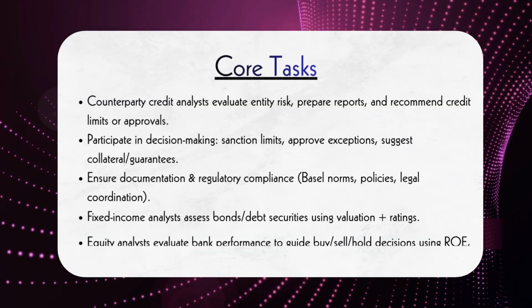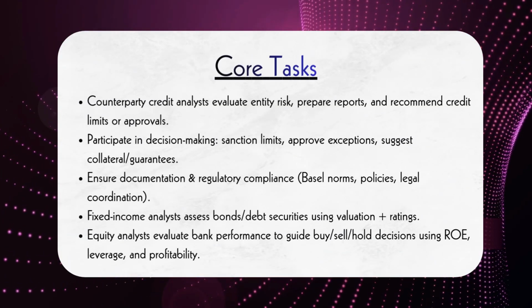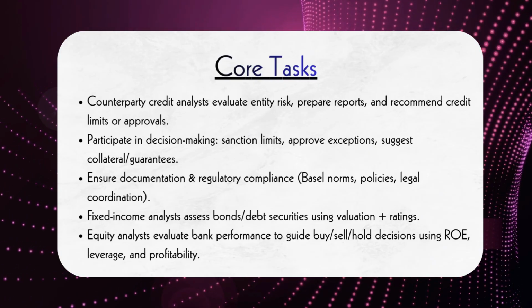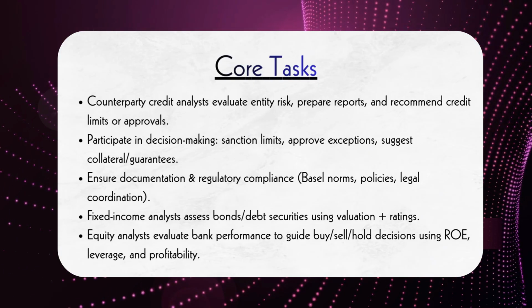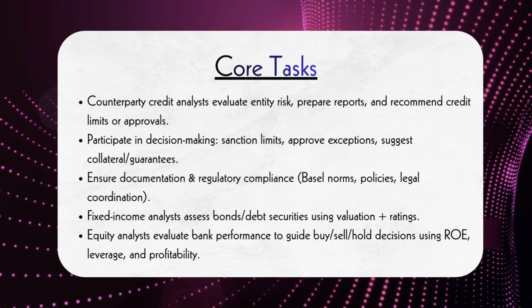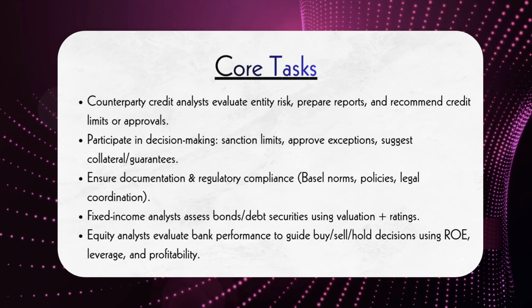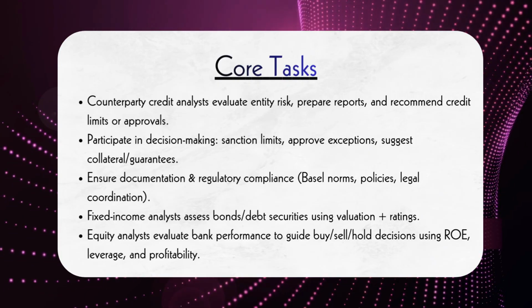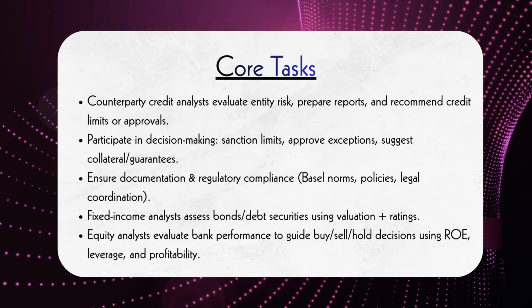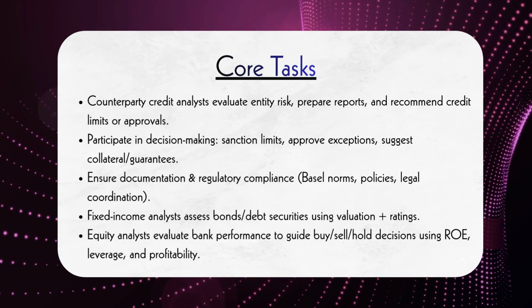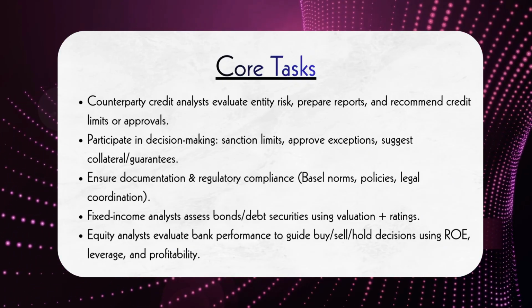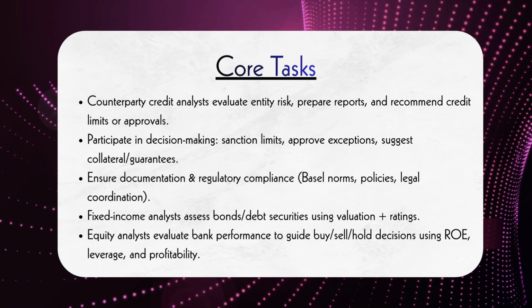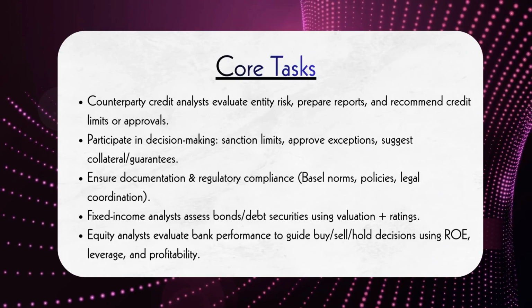In banks, there are typically three main types of analysts. Counterparty credit analysts focus on evaluating the risk of lending to a specific borrower or institution. They prepare detailed risk reports, recommend whether credit should be approved or limited, and sometimes even suggest the exact exposure the bank should take. Their responsibilities often extend into decision-making, where they authorize credit limits, approve exceptions, recommend guarantees or collateral, and coordinate with legal teams to ensure documentation is correct.